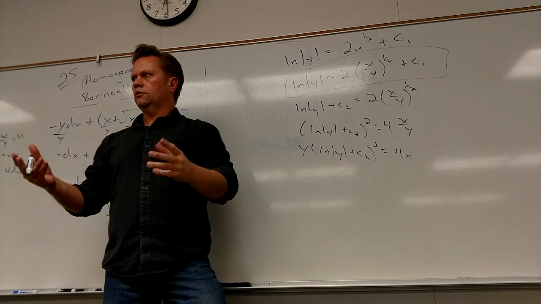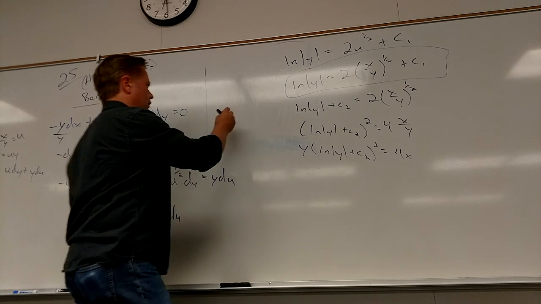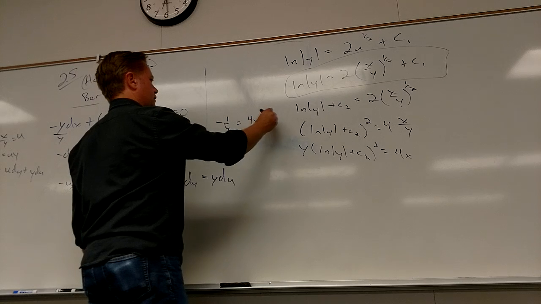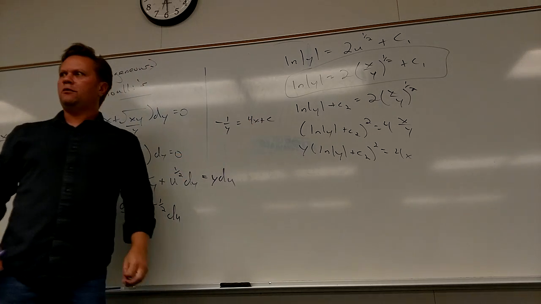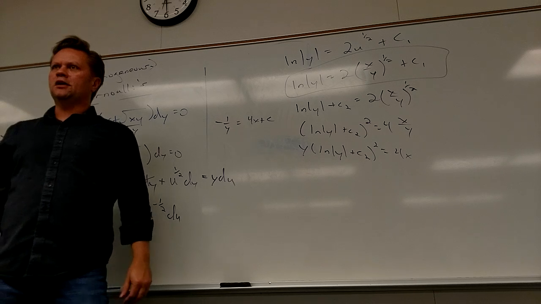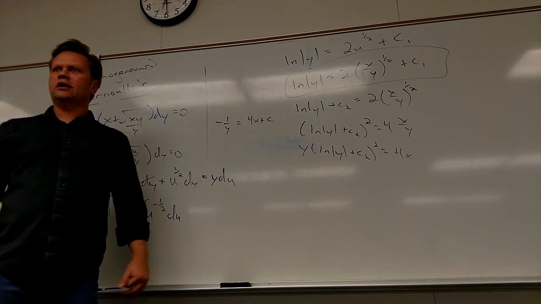Yeah, like something easy. Like if I had negative 1 over y equals 4x plus c, okay, you could solve that for y, right? Or x for that matter. You with me? Yeah. So if you just stop there, I'm like, no, that's not good.